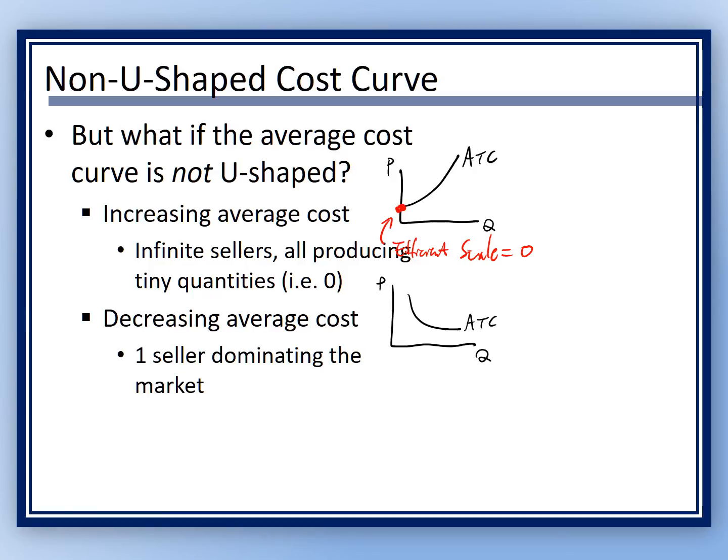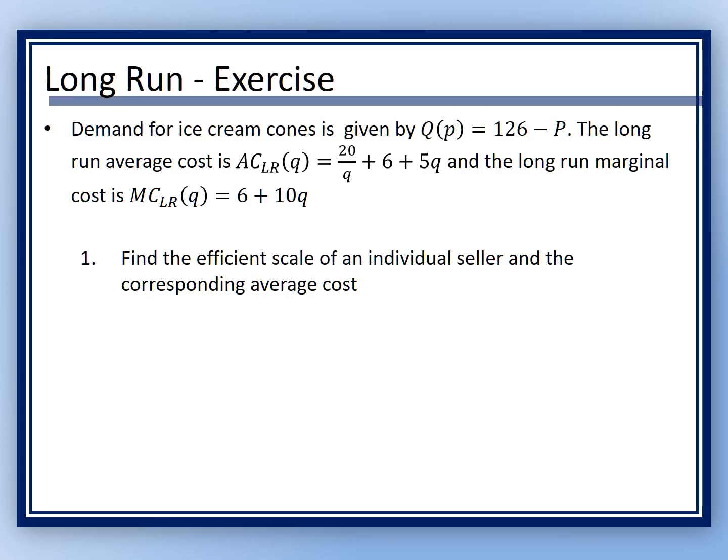In this case, you would have a single seller dominating the market because the more he produces, the cheaper it gets. So how can anyone else compete with it? The single seller would have the lowest possible cost, and no one else can compete. In that case, you really have to think about whether it's still a competitive market. It's kind of weird to say it's competitive when you only have one single seller.